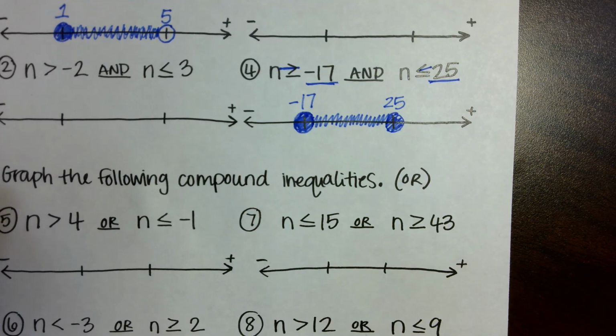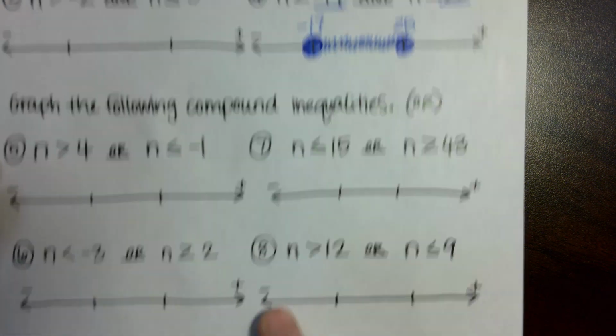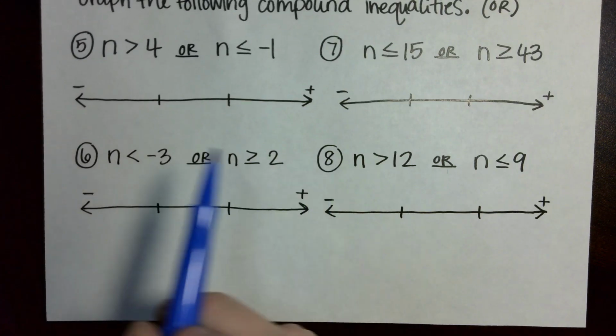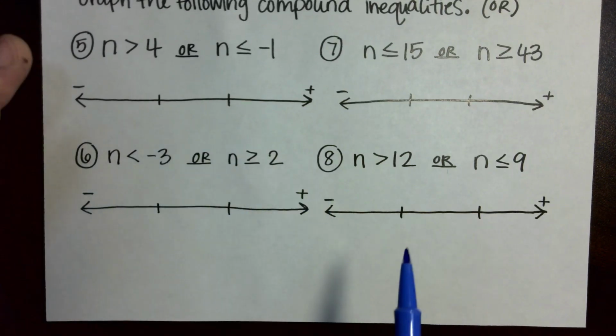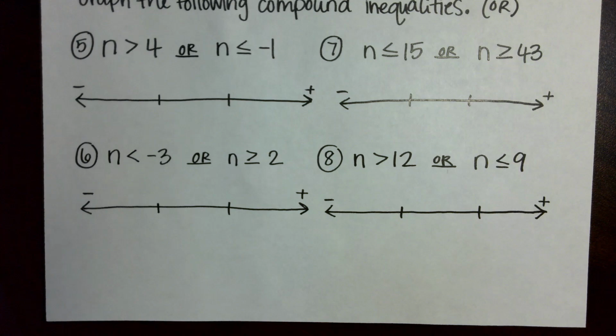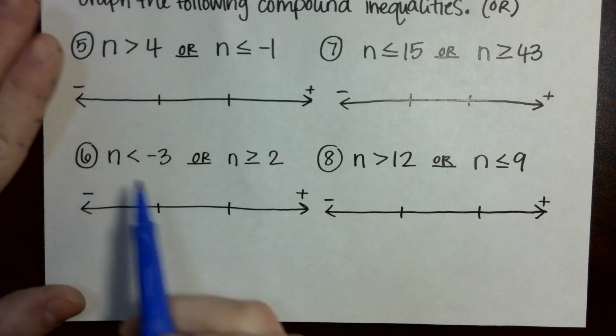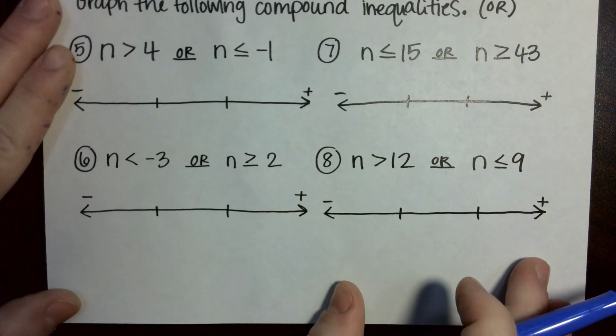Let's skip down to number 6. This one might be trickier with our negatives. This is an or inequality. Somebody read number 6 to me. What does that inequality read?